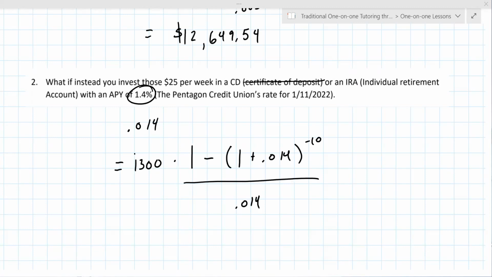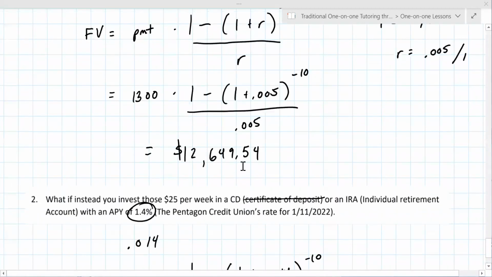Rate 0.014, number of periods 10. Payment is 1,300. Okay, so the first one, it was 0.005. Yeah, so I don't like this first number. There's something I'm not doing right up here.